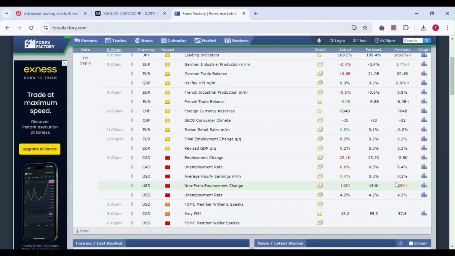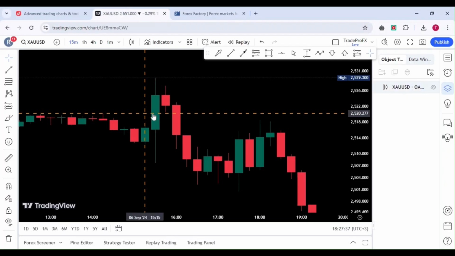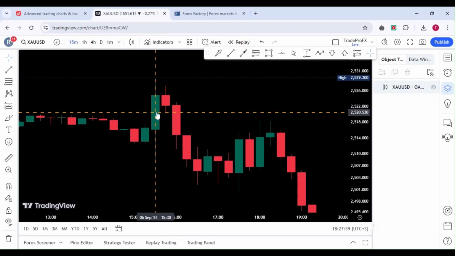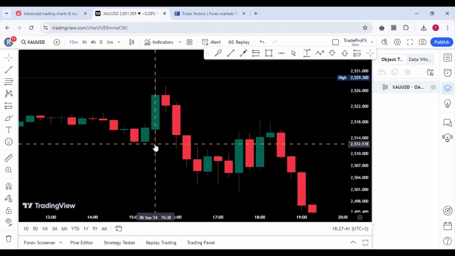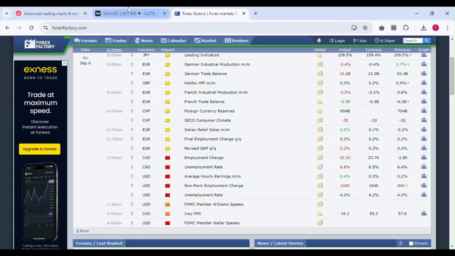And what was the actual? It was more than the previous, and it was forecasted to be 164. It was a bit of an increase from this. So what did we expect? It was now good for the market, and we can now buy gold, and that's what happened. At 3:30, gold went up, as Forex Factory showed us.